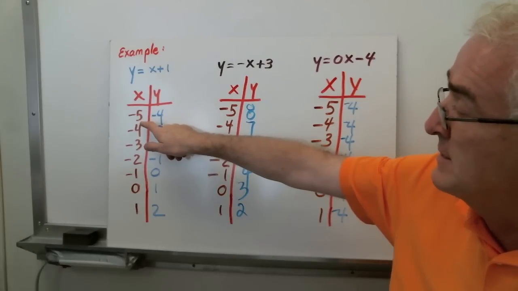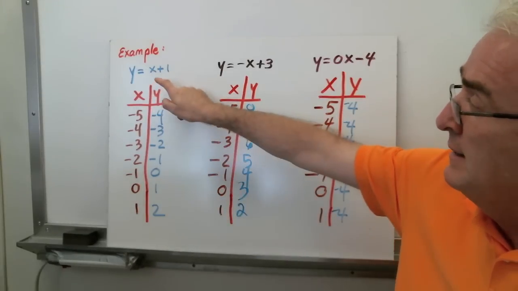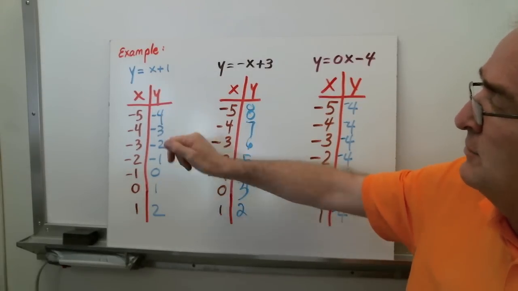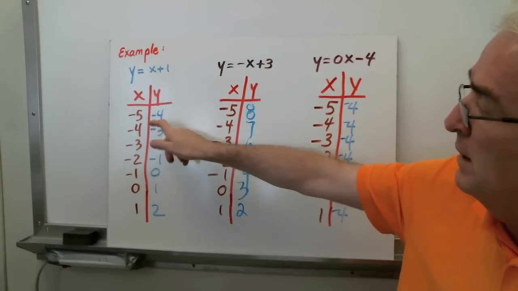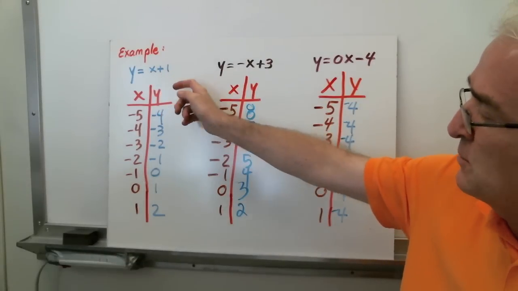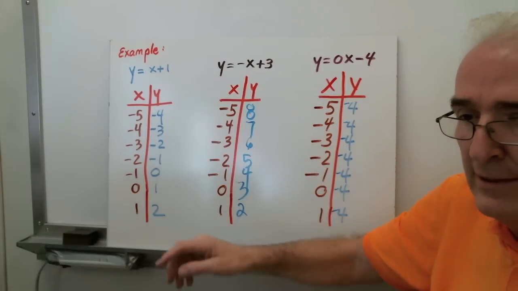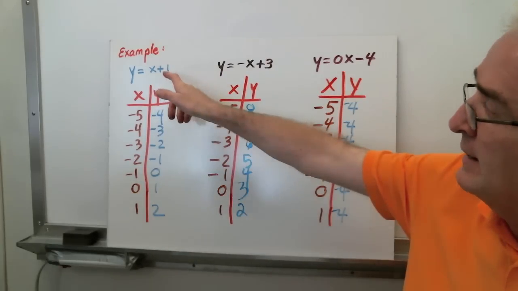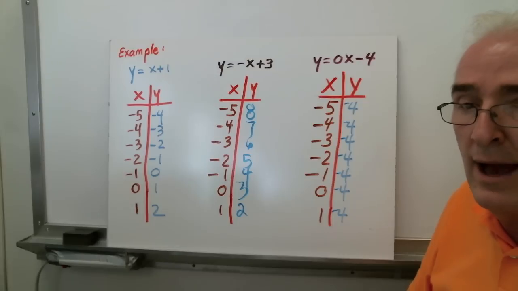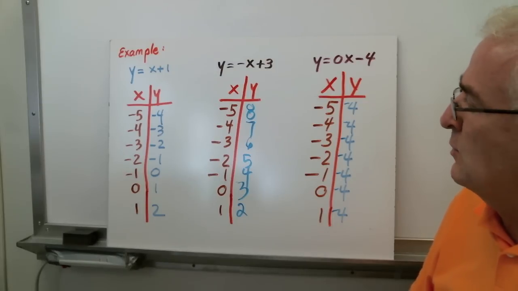In the first one, if we substitute -5 in here, we get -5 plus 1 is -4. -4 plus 1 is -3. -3 plus 1 is -2, and so on. We've now collected sufficient data that we'll be able to graph that equation and be confident that we have solid information to graph that equation.